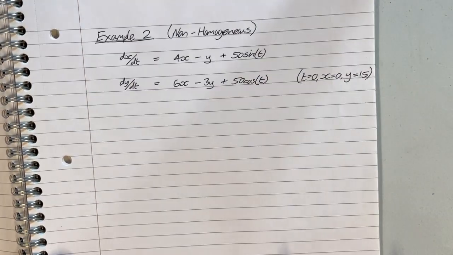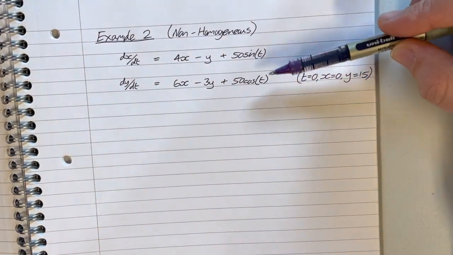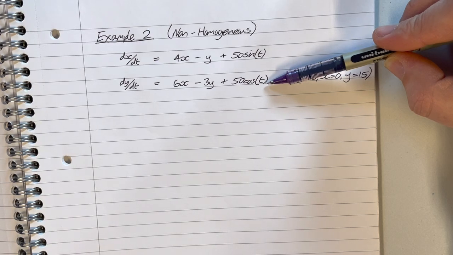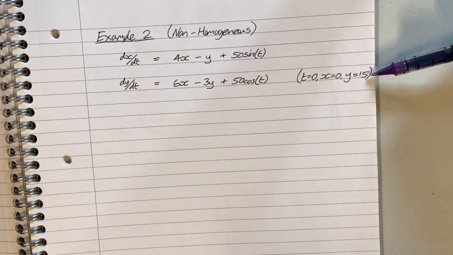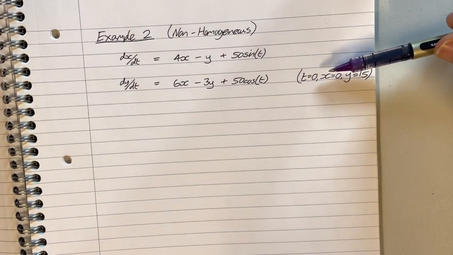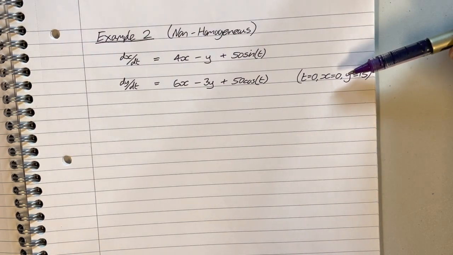Example 2, a non-homogeneous case. It's non-homogeneous now because we've got a function of t on the right hand side. So f and g are not both zeros, therefore it's non-homogeneous. And also we've got some particular case over here, so we will find the values of our arbitrary constants to finish the question off.